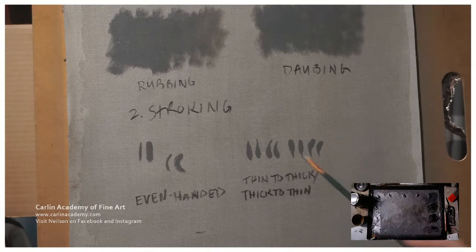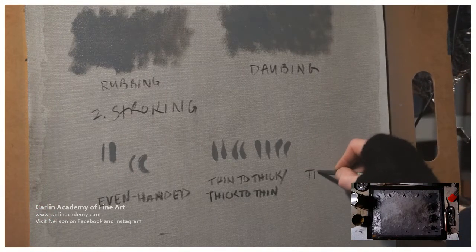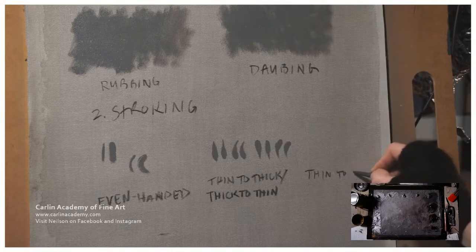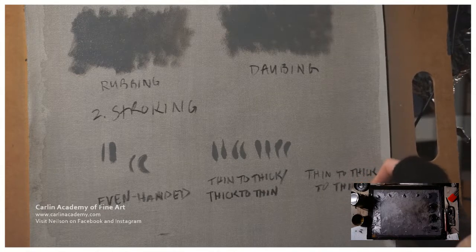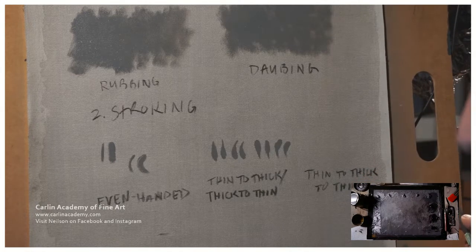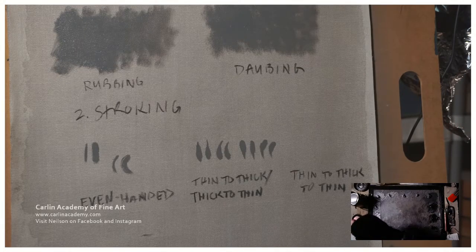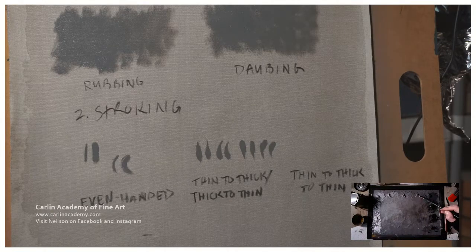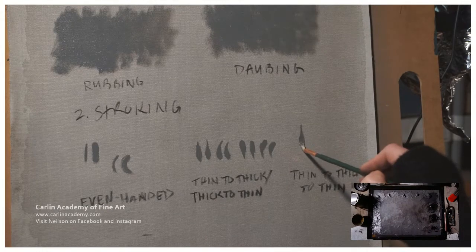So, even-handed, consistent amount of pressure, either thin or thick. Thin to thick, thick to thin, either light to heavy pressure or heavy to light pressure. And finally, number 3, move this over a little bit. Number 3 in our strokes is thin to thick to thin. Move it over even a little bit more. In this case, I'm starting light, applying pressure, and pulling off again. Right?